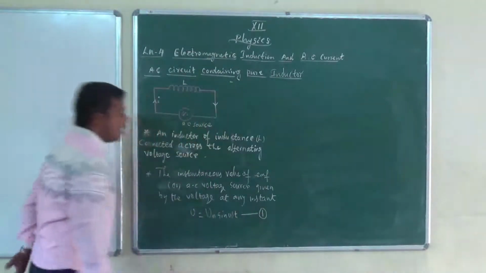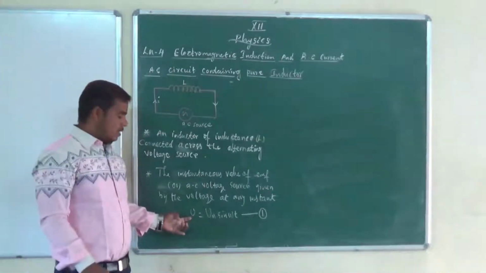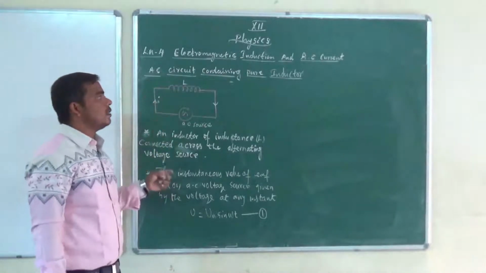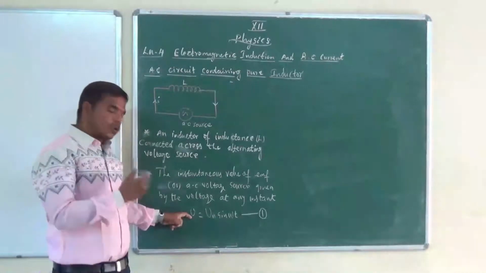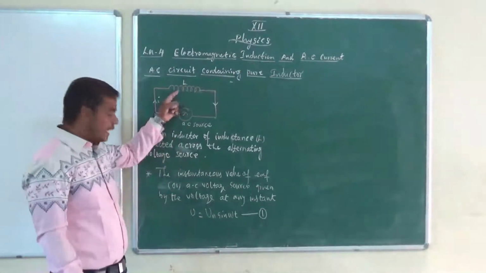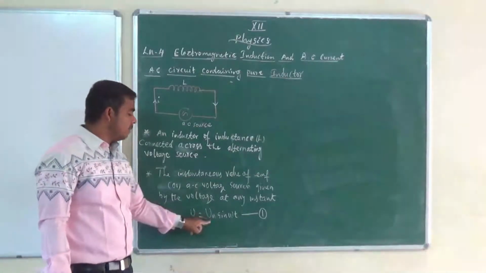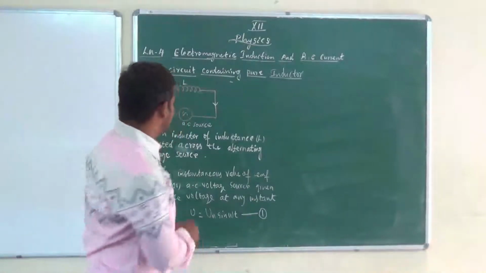Equation number 1. Just recall this equation, we already wrote it in our previous question, AC circuit containing pure resistor. The same equation here also. The alternating source of EMF entering the inductor, or EMF is equal to Vm sin omega t.